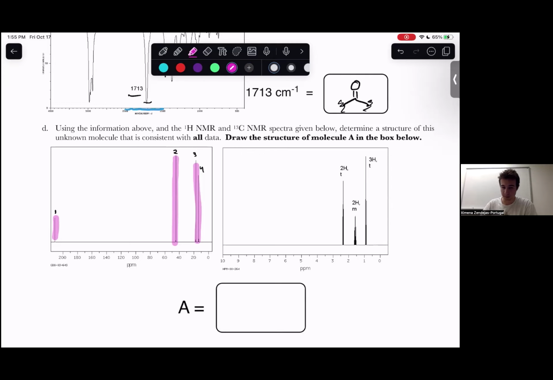Now let's build off more of this information using the proton NMR. We know that we're going to see some symmetry. We know that we have equivalent carbons. Let's see what we can learn from the splitting patterns in the proton NMR.